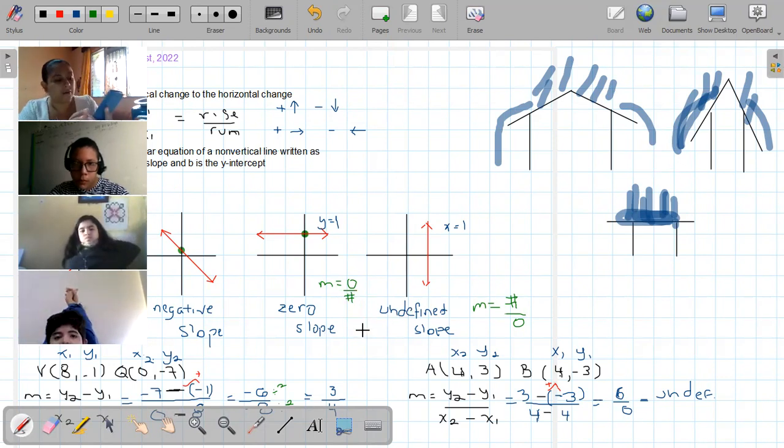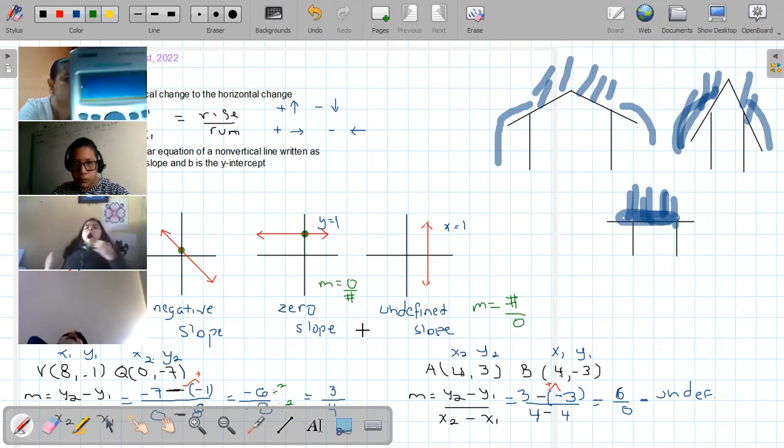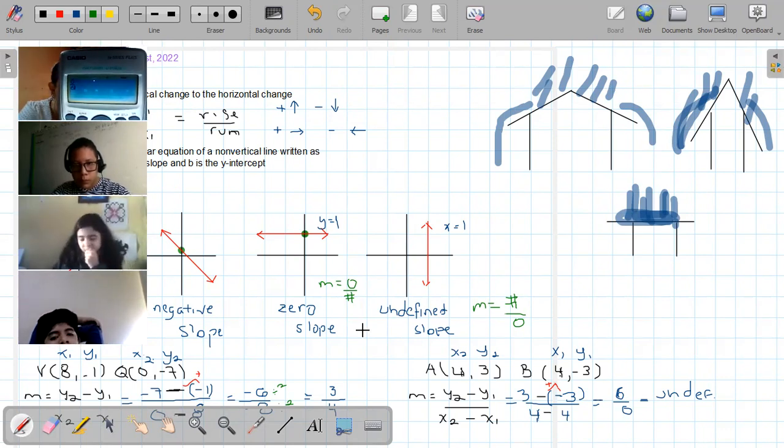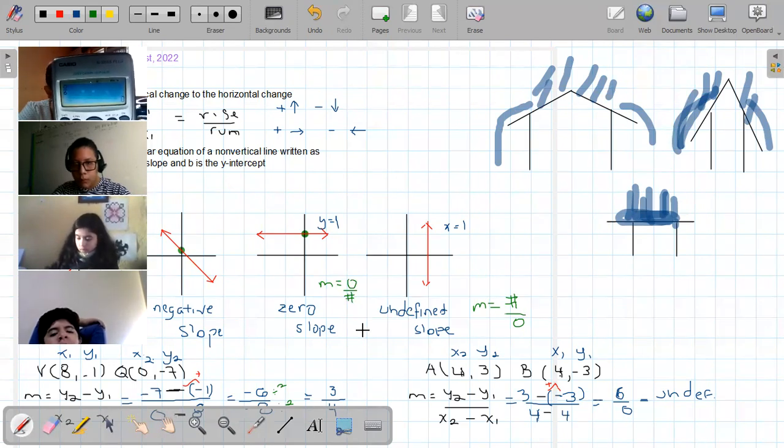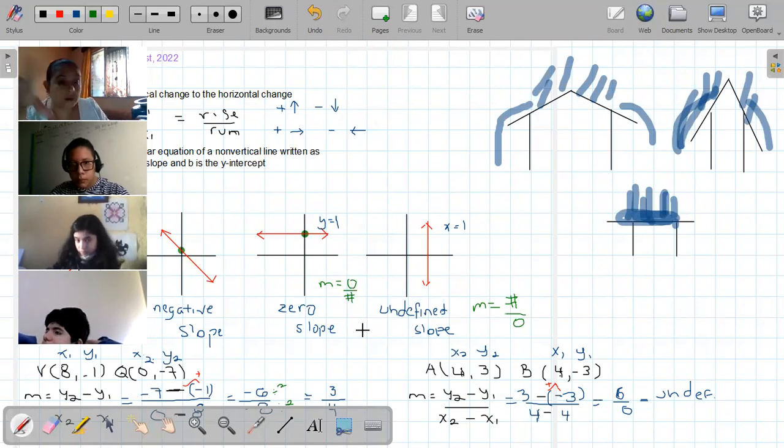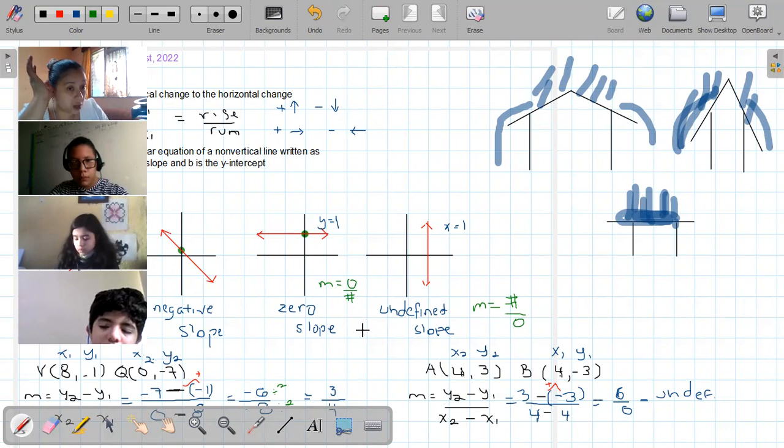If we do it the other way around, 0 over 6, that actually gives me 0. But 6 over 0, you just saw that it gave me a math error. Are we clear with this? Yes? Completely sure? Okay.